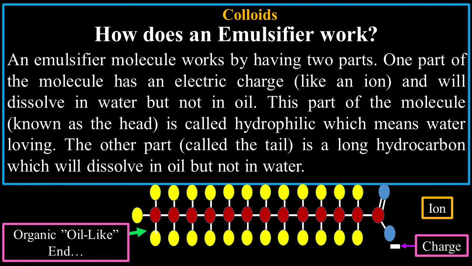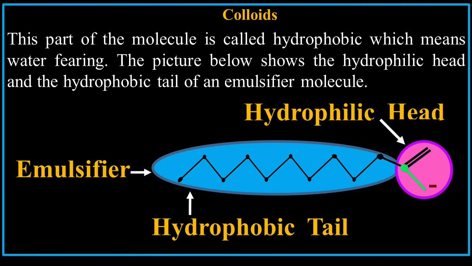One part of the molecule has an electric charge, like an ion, and will dissolve in water but not oil. This part of the molecule, known as the head, is called hydrophilic, which means water-loving. The other part, called the tail, is a long hydrocarbon, organic, which will dissolve in oil but not water. This part of the molecule is called hydrophobic, which means water-fearing. The picture below shows the hydrophilic head and the hydrophobic tail of an emulsifier molecule.